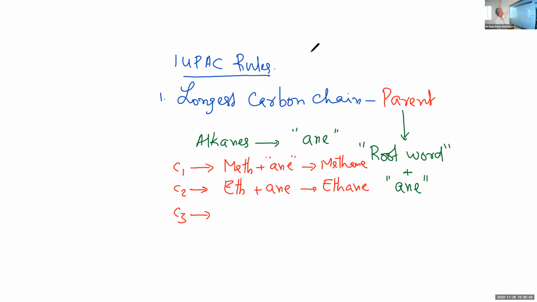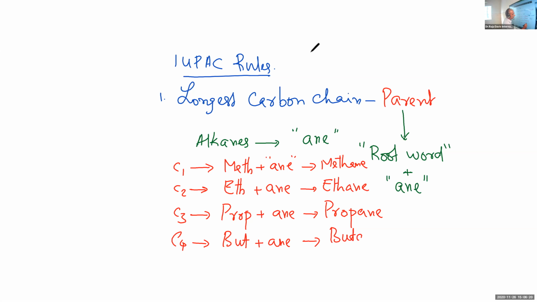Then three carbon atoms. The root word, which is familiar to you, is prop. To that you add ANE. So the compound is propane, the same old compound C3H8, familiar to you. If there are four carbon atoms, C4, the root word is but, and to that you add ANE. So the compound is butane. So the name is derived like this.